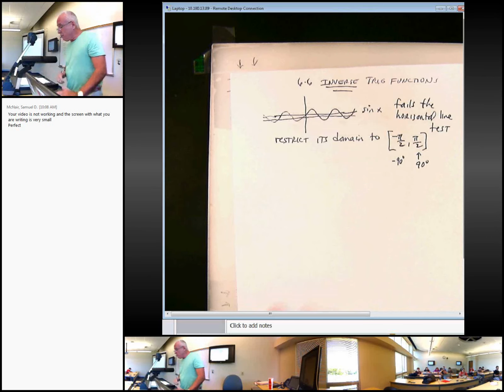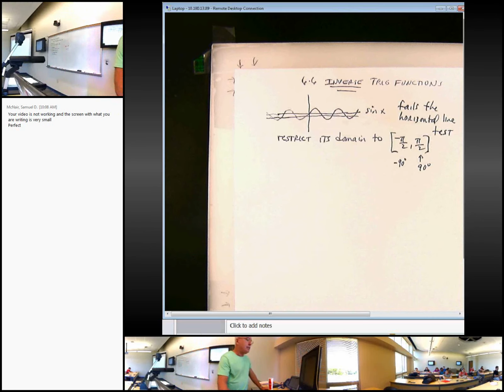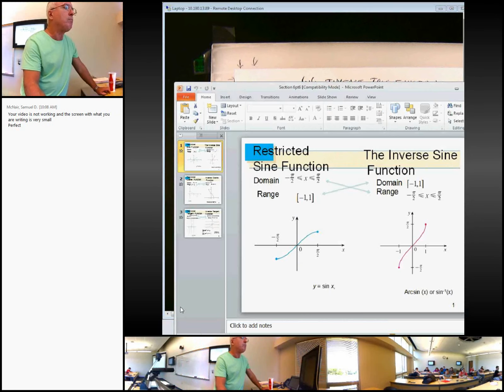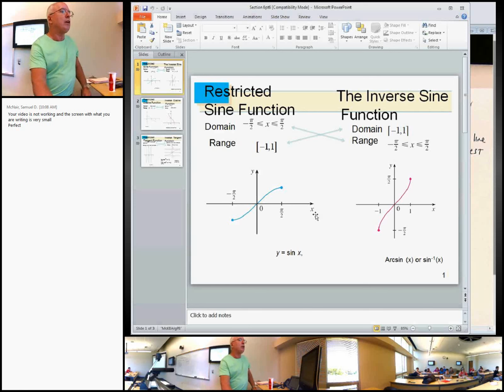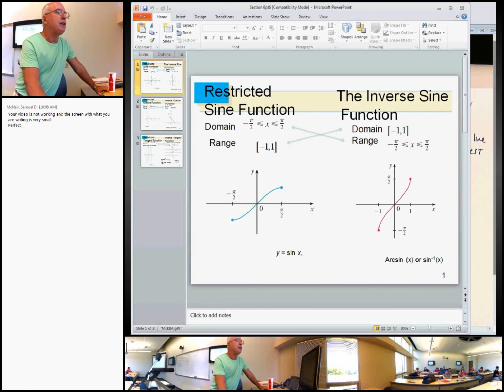All right, so we have to restrict the sine function to minus pi over 2 to pi over 2 in order to get an inverse. So let's just look at a PowerPoint. Let's make this a little bit bigger. Here, on the left-hand side, we have the restricted sine function. In other words, it's that graph that I did on the paper, except it's restricted to x from minus pi over 2 to pi over 2. Notice that this passes the horizontal line test.